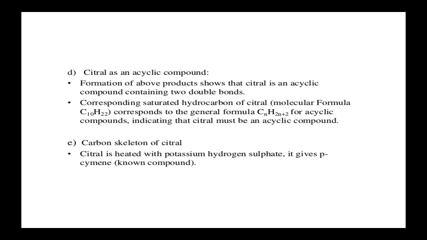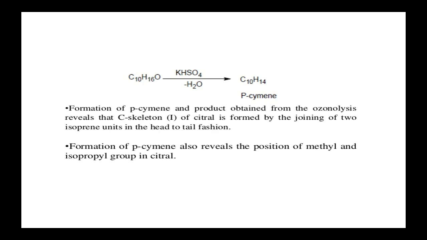Next, the carbon skeleton of citral. How do we establish the skeleton of citral? When citral is heated with potassium hydrogen sulfate, it gives p-cymene, a known compound. The formation of p-cymene and the products obtained from ozonolysis reveal that structure 1 of citral is formed by the joining of two isoprene units in head to tail fashion. Already we know that citral is head to tail, so this is the evidence for that linkage.